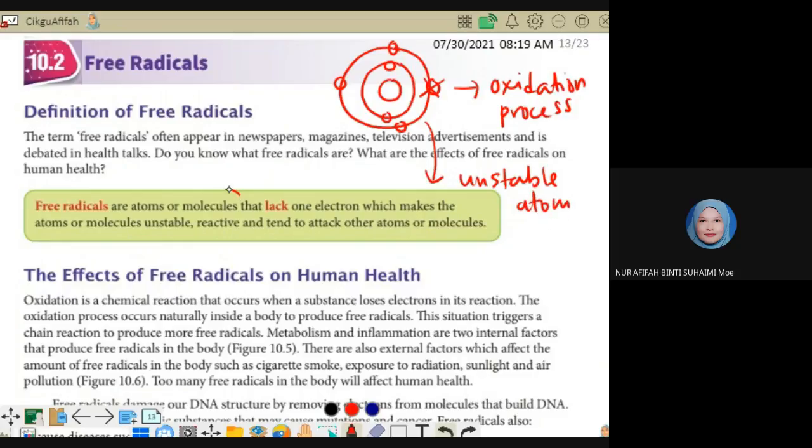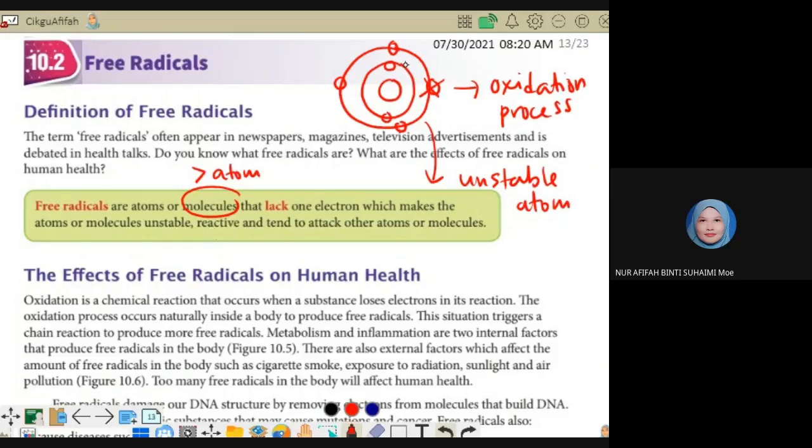Okay, it will become an unstable atom or unstable molecule. Molecule ni maksudnya more than one atom lah. More atoms combined together, we call it molecule. So an atom or molecule that lacks one electron becomes unstable. We call it free radical. So this free radical tends to attack other atoms or molecules. Dia akan pergi serang atom lain atau molekul lain to become like them.